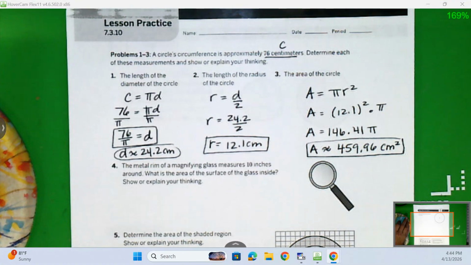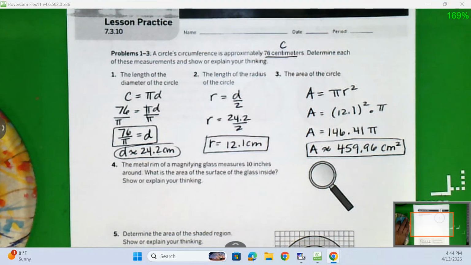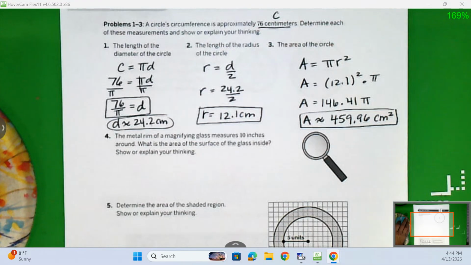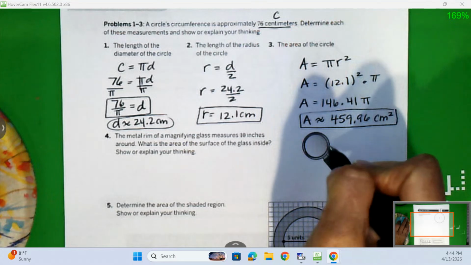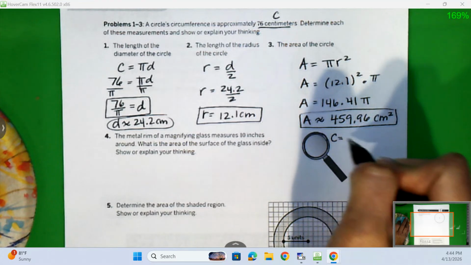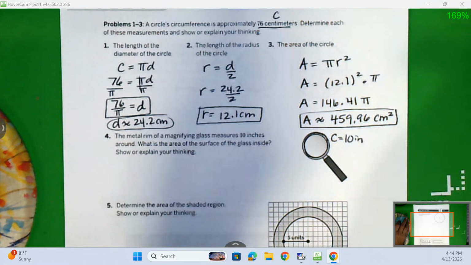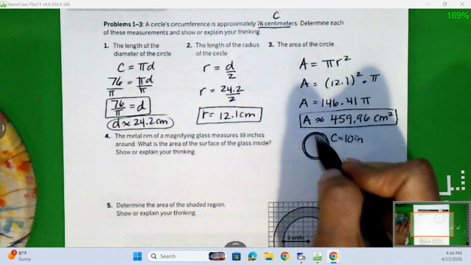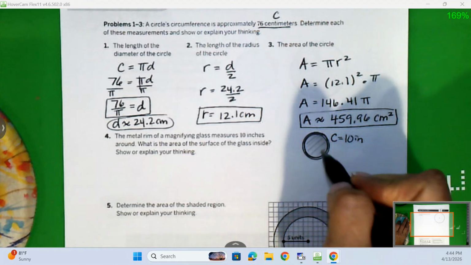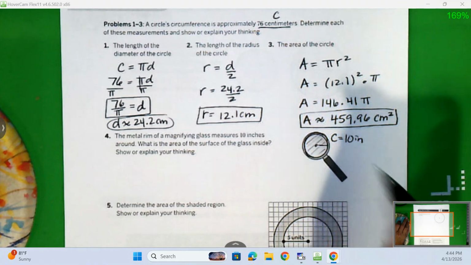Okay, on to question number 4. It says the metal rim of a magnifying glass measures 10 inches around. So again, the rim, they're referring to circumference. So the circumference is equal to 10 inches. What is the area of the surface of the glass? So we're trying to find area here. We're going to need radius.